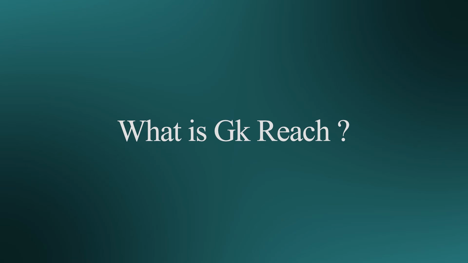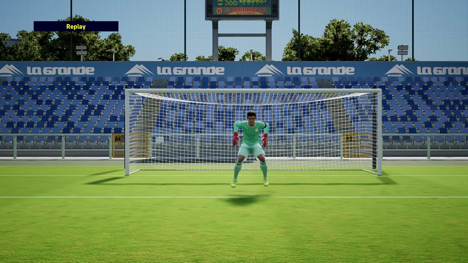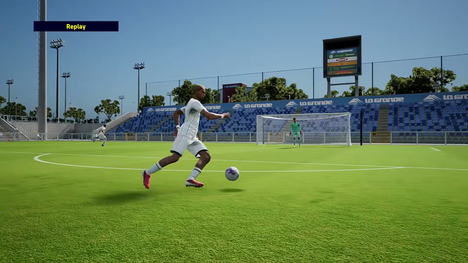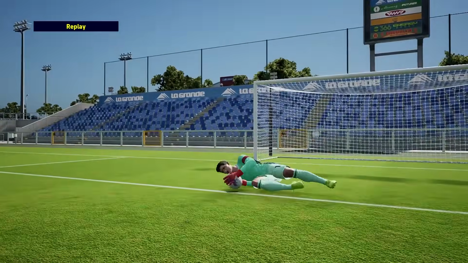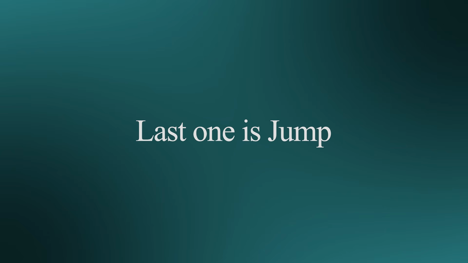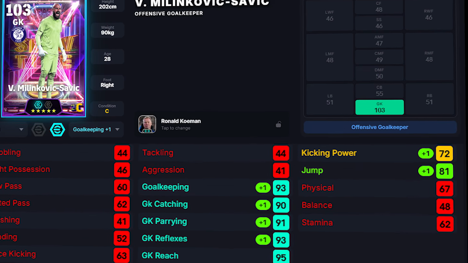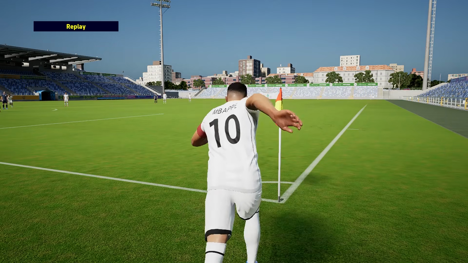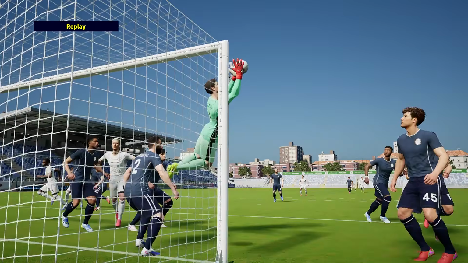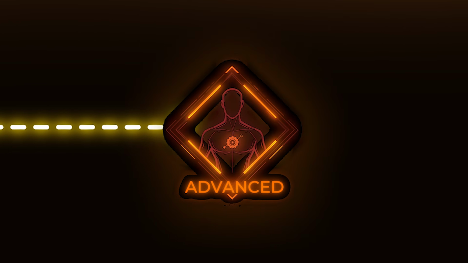Simple. What is Reach? Reach controls stretching distance and dive coverage. It decides how far your GK can go. After Reflex triggers the dive, then Reach starts to work. We can say Reach and Reflex are related to each other. Last one is Jump. We noticed one thing in game: short GKs come with high jump stat and tall GKs come with low jump stat. Actually, jump stat works when the ball is in an aerial situation. Yes bro, you understand the whole basics. Now let's move to advanced.